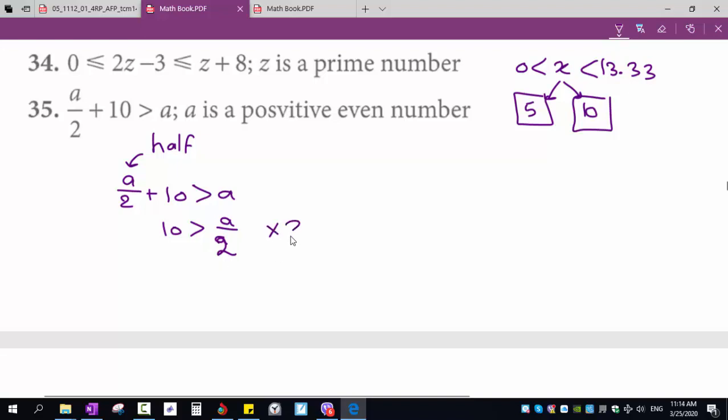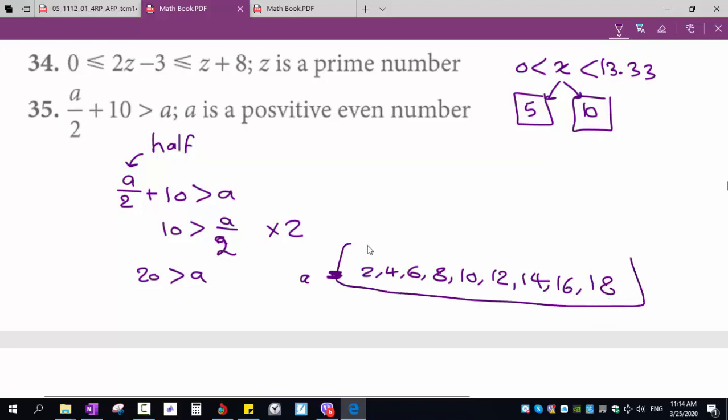How can we get rid of this 2? Multiply both sides by 2. Then you see 20 is greater than a. And the question says a is a positive even number. Positive even numbers that are less than 20 are 2, 4, 6, 8. So the solution set for a is, because 0 is even and it's not negative, it can't be 0. So it is 2, 4, 6, 8, 10, 12, 14, 16, 18. Because all of these numbers are positive even numbers that are less than 20. To represent this on a number line, you just need a number line and mark the numbers, each one with a closed mark.